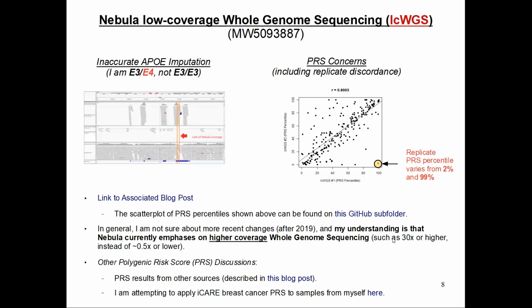So the next example is a bit more complicated to explain. I'm going to describe Nebula low coverage whole genome sequencing. Low coverage whole genome sequencing means you're getting some reads across your genome, but you might not have even one read at each position. And so they do this thing called imputation to guess what your genotypes are.